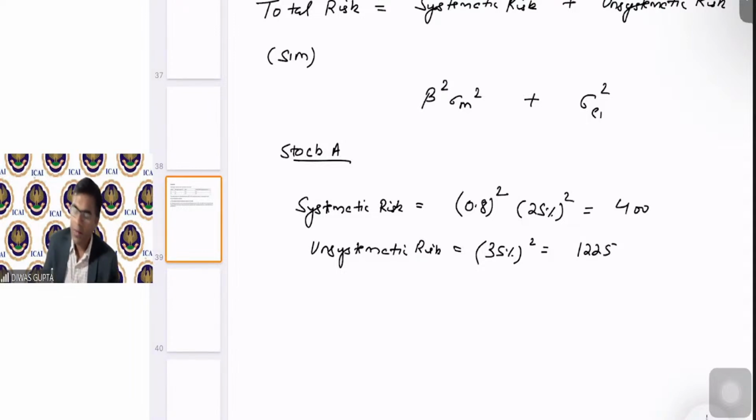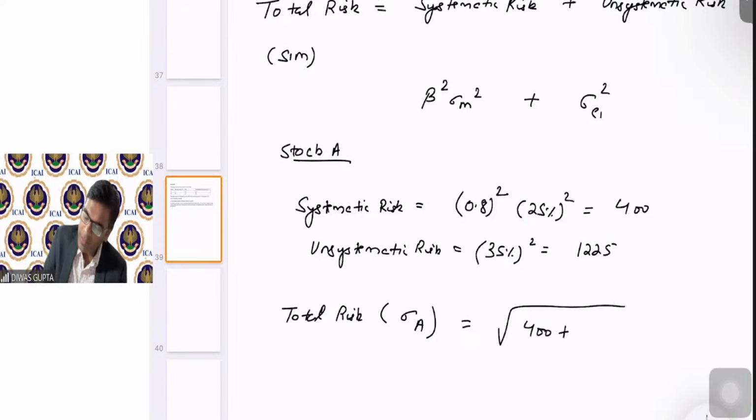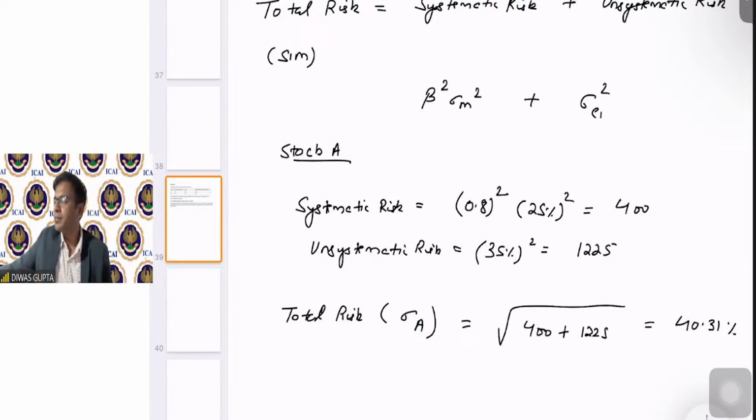Okay. Then total risk. Here we are denoting this as standard deviation of A, correct? Because it is stock A. So standard deviation of A will be square root of 400 plus 1225, which is 40.31 percentage.